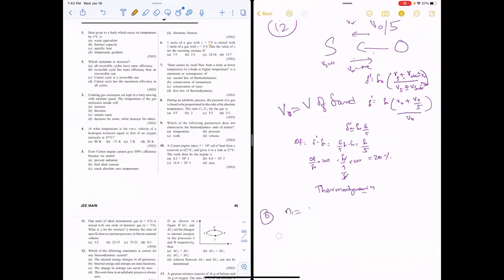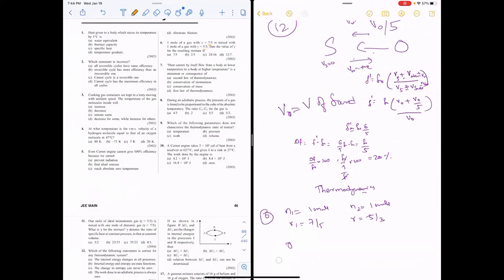So N1 is equal to 1 mole, and gamma 1 is equal to 7 by 5. N2 is equal to 1 mole, and gamma 2 is equal to 5 by 3. So we have to find gamma of mixture. How to find out gamma of mixture? We cannot just write gamma mixture equals N1 gamma 1 plus N2 gamma 2. We cannot do it like that.